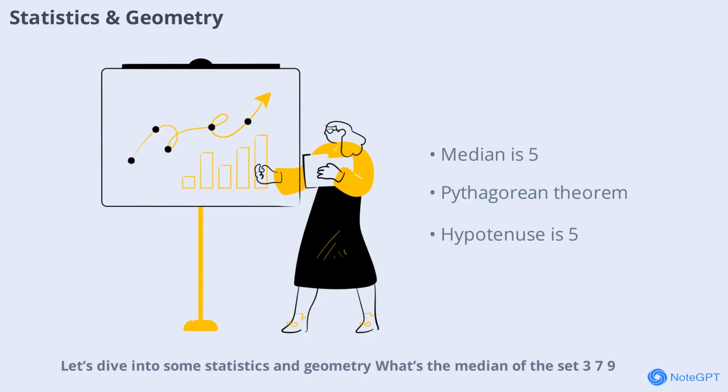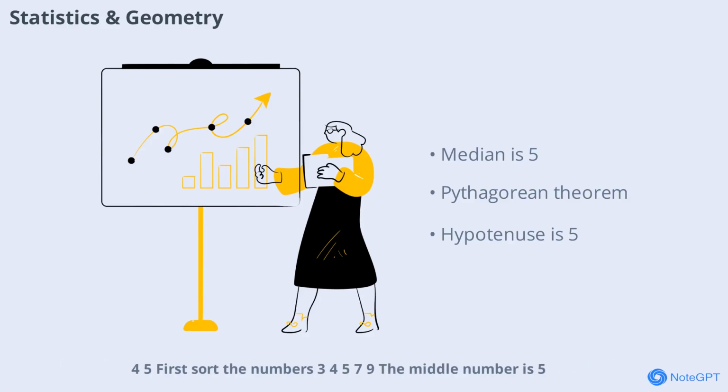What's the median of the set 3, 7, 9, 4, 5? First, sort the numbers: 3, 4, 5, 7, 9. The middle number is 5, so that's your median.